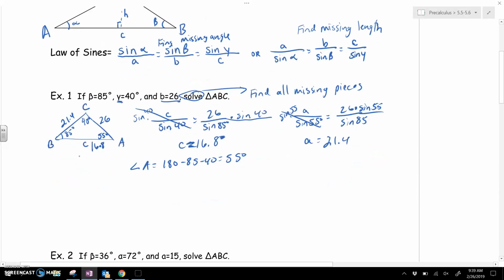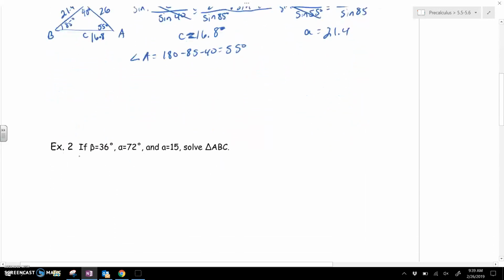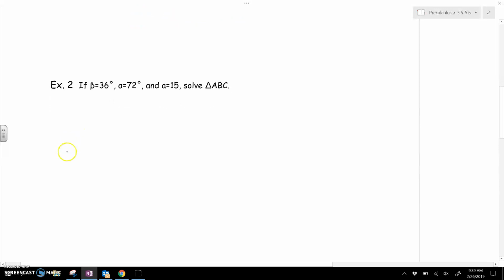I encourage you to pause the video and try the next one on your own, and then play the video to make sure you did it correctly. Okay, so for example 2, once again, I draw my triangle, and I called it ABC. Again, you could have had yours in different orders. So angle A is always my alpha, B is always my beta. In this case, angle B is 36 degrees, angle A is 72 degrees, and side a is 15.